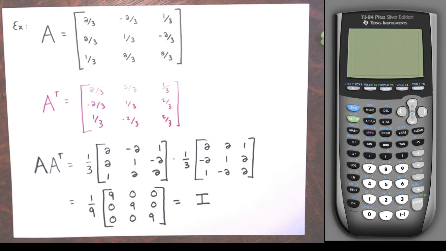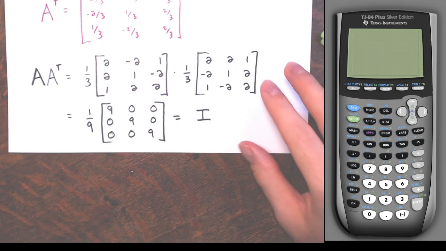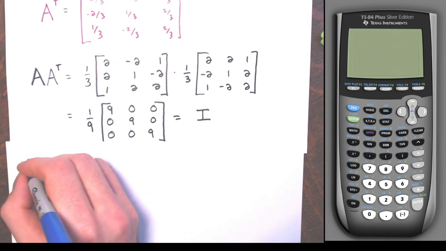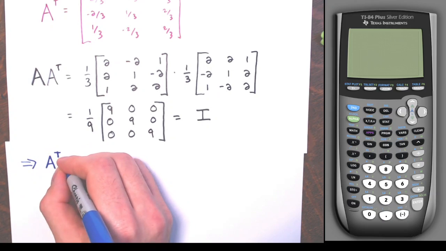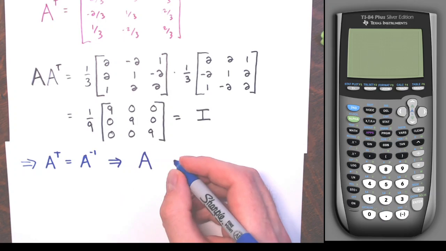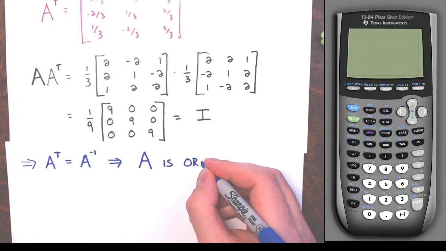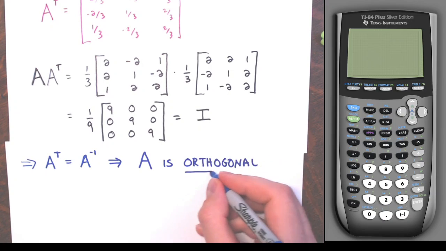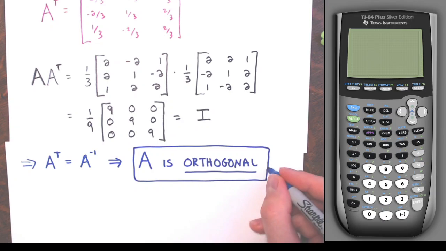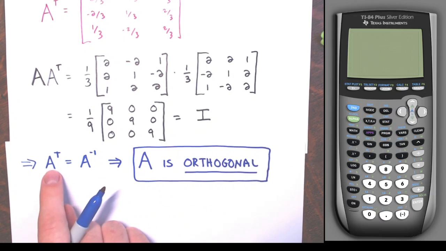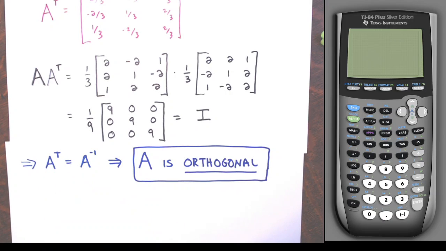So, this is telling me that A transpose is A inverse. So the definition holds. This is an orthogonal matrix. The transpose of A is the inverse of A. Therefore, matrix A there is an orthogonal matrix. And if A is orthogonal, A transpose would also be orthogonal. A inverse would also be orthogonal. They're the same thing.